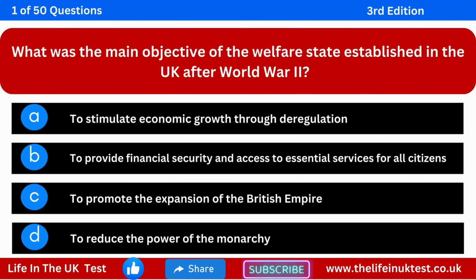What was the main objective of the welfare state established in the UK after World War II? Option A, to stimulate economic growth through deregulation. Option B, to provide financial security and access to essential services for all citizens. Option C, to promote the expansion of the British Empire. Option D, to reduce the power of the monarchy.